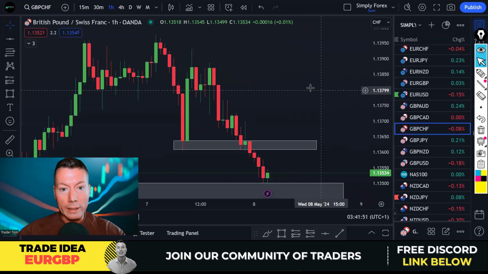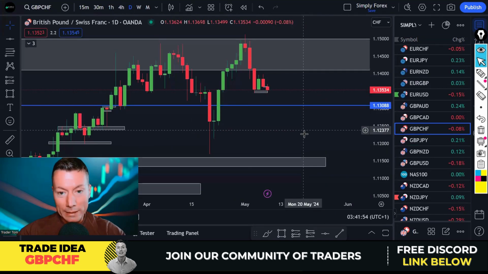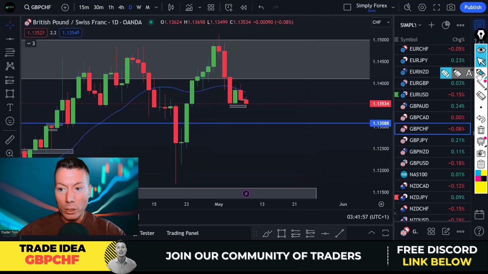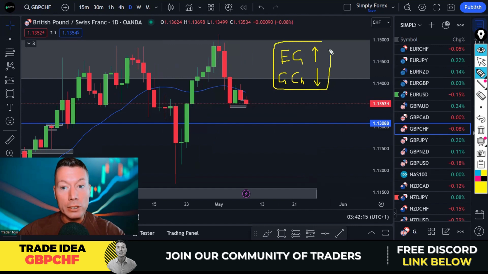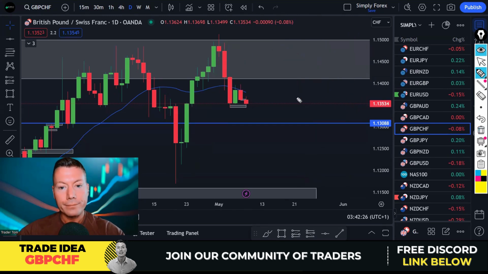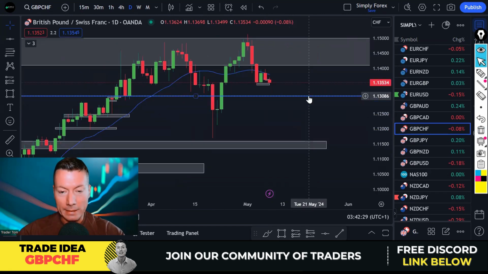And we're also looking to sell pound Swiss franc as well. So you must understand that euro pound longs is highly negatively correlated with pound Swiss franc sells. Yeah, these are highly inversely correlated. If, you know, euro pound does this, pound Swiss franc does this. Okay, so they are highly inversely correlated. So we trade the one that gives us the best setup.